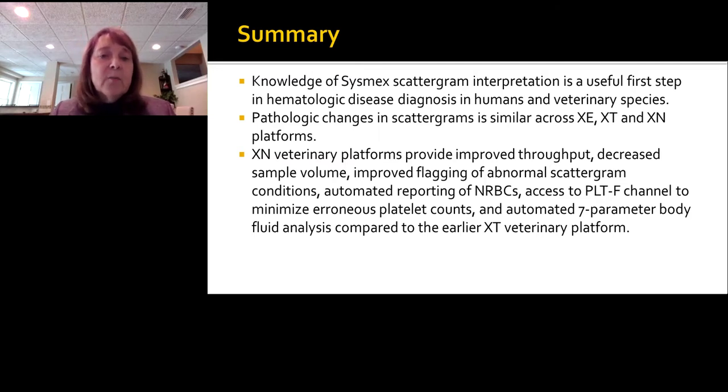I really like the improved flagging of our abnormal scattergrams, so it helps you not miss these abnormal findings. You have an automated reporting of nucleated red blood cells, and access to the Platelet-F channel that we talked about to further minimize erroneous platelet counts. And lastly, what we didn't speak about was the automation of a 7-part diff that can be used for body fluids that's now available on the veterinary platform.